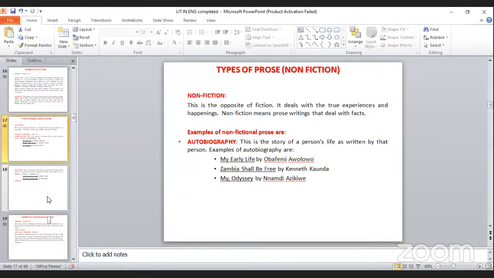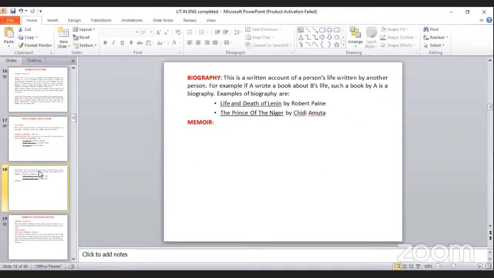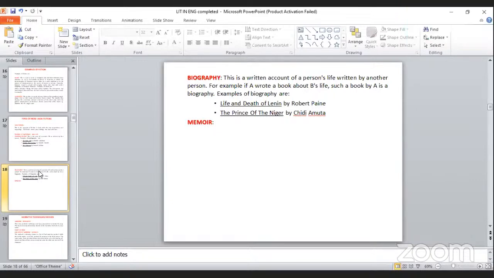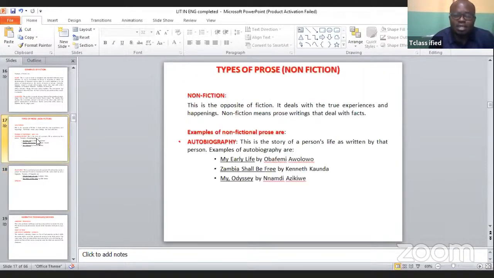But autobiography, this is the story of a person's life as written by that person. Okay. Autobiography is a story that is written by somebody. Okay, you just joined the class. So a biography is also a story of a person's life, but this time around written by another person. Exactly. But if it is written by the same person that the story is talking about, then we'll call it autobiography.